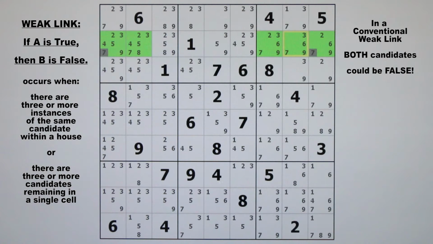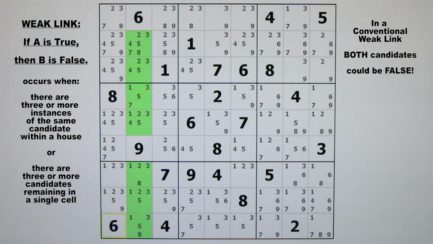But notice that in this case, we cannot say if A is false, then B is true. Because if A is false, we don't know for sure which of the other candidates is true. One of them is true, but we don't know which. So when there are 3 or more 7s, or any other digit, if we look at any 2 of them and assume that one is false, the other one could also be false. They could both be false. But if one of them is true, we know that any of the others must be false. This defines a weak link, and this is the formal definition. If A is true, then B is false.